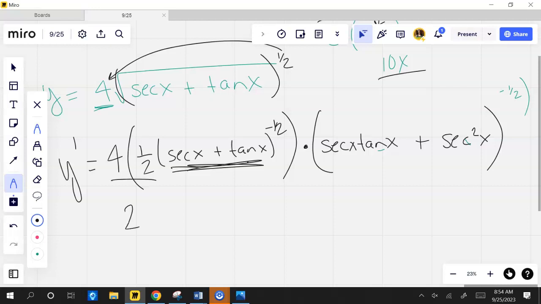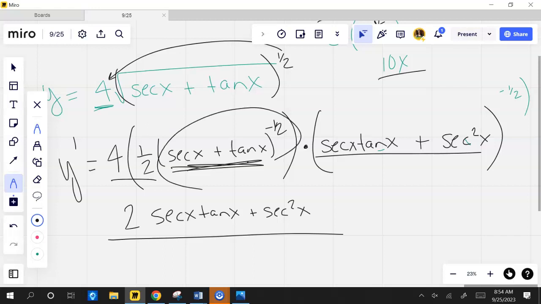This is 2. Look, all of this is in the top. Secant x tan x plus secant squared x. All of this is in the bottom because it's got a negative exponent. I could even do this if I wanted to. Whoa, why did I do that? Well, that makes it not right. Calculus has different rules. You can leave radicals in the bottom.